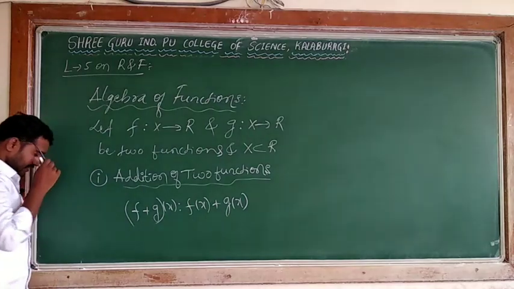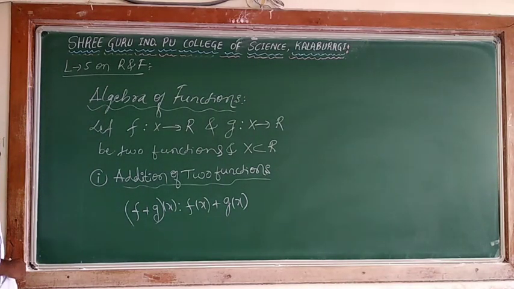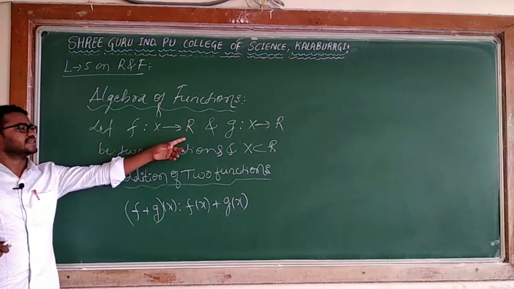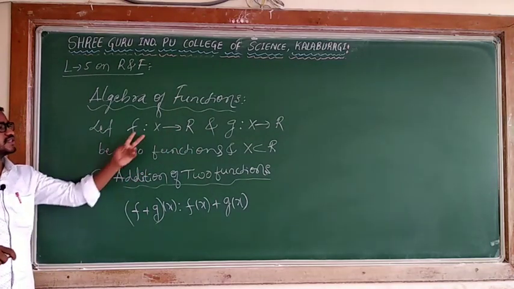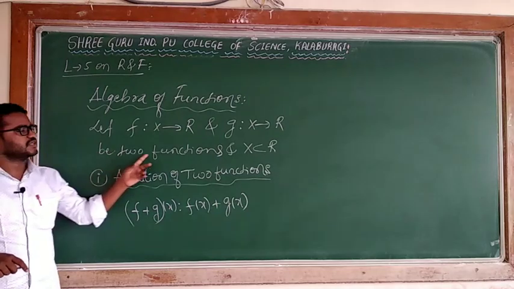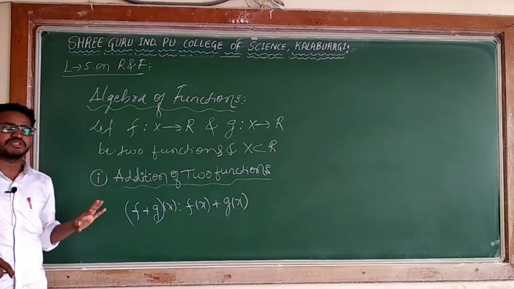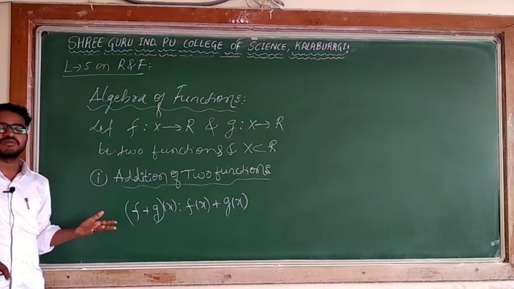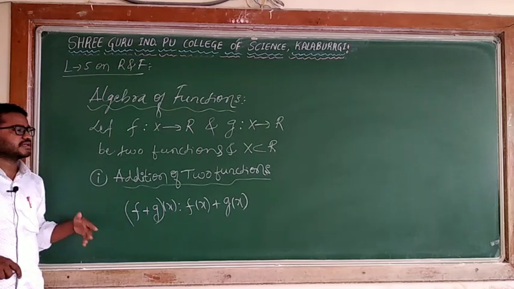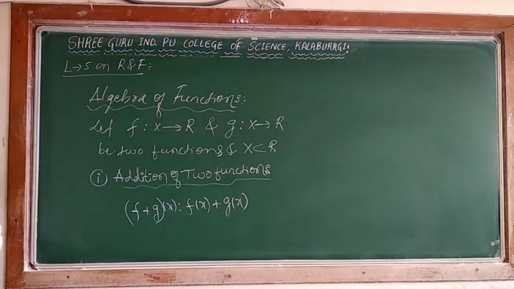When we have two functions, f from X to R and g from X to R, X is the domain and R is the range. These two functions are defined. X is a subset of the real numbers, which means it may be any subset: natural numbers, whole numbers, rational numbers, irrational numbers, whatever it is. In that case, f plus g of x can be written as f of x plus g of x. It is just the usual addition.